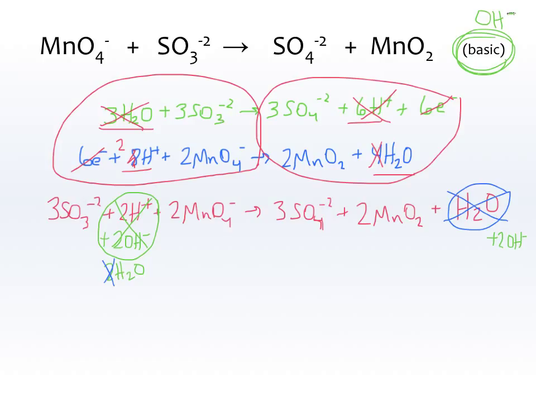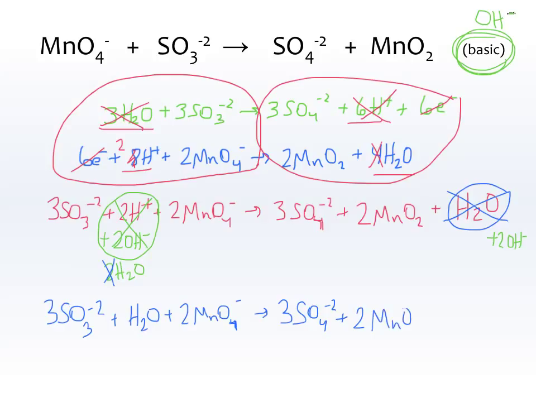What's on the left stays on the left. 3SO3 minus 2, and only 1 water, and 2MnO4 minus. On the right-hand side, 3SO4 minus 2, and 2MnO2, and no waters, and 2 hydroxides. That should be balanced and basic.